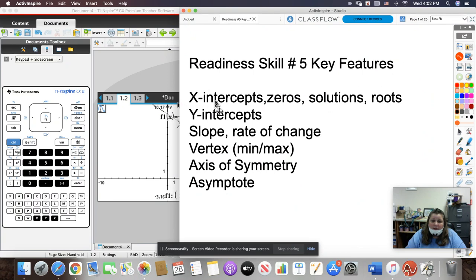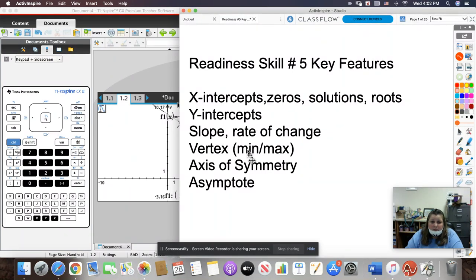So first of all, we have x-intercepts, which are also called zeros, which are also called solutions, and could be called roots. Primarily on the test, they use x-intercepts, zeros, and solutions. Now, when you get to ACT or SAT, they might also throw roots in there. You also have y-intercepts, slope and rate of change. Those are the same thing.